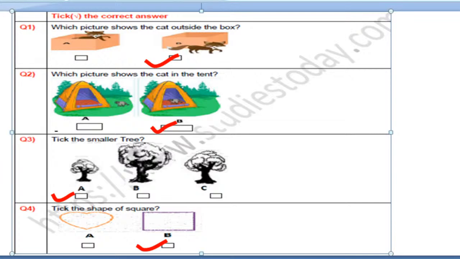Good. Now look at the second question. There is a tent and there is a cat again, and you have to tell me which picture shows that the cat is inside the tent. Which one? First one or the second one? A part or B part? Second one. So it's inside the tent. The B option is the correct option, so you are going to mark a tick. Good. Those who have written B option on the right one are absolutely correct.